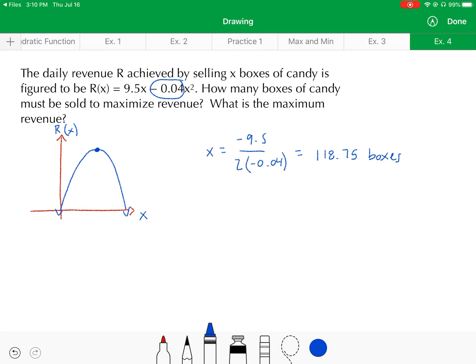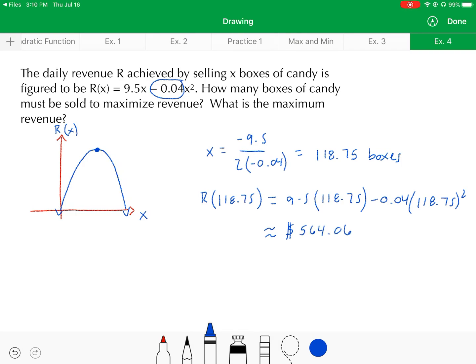Now, what is your max revenue? Evaluate the function with 118.75. And if I round to 2 decimal places, since we're dealing with money here, that's going to be $564.06.